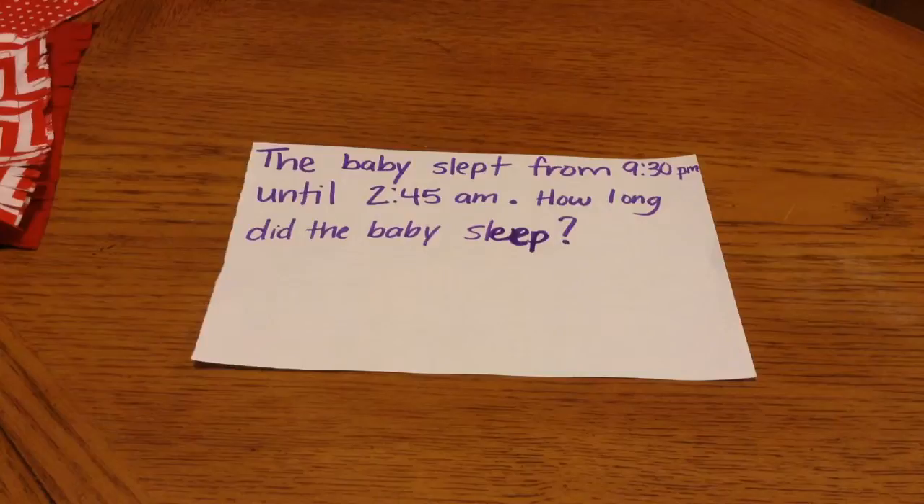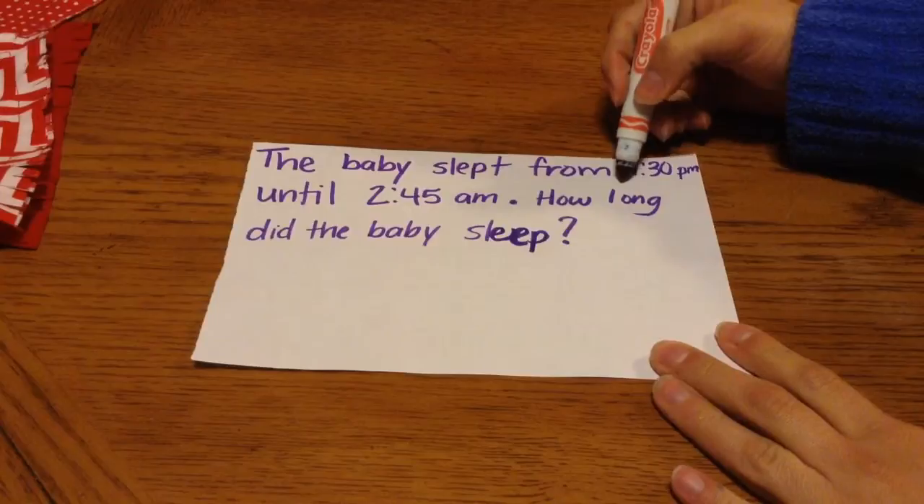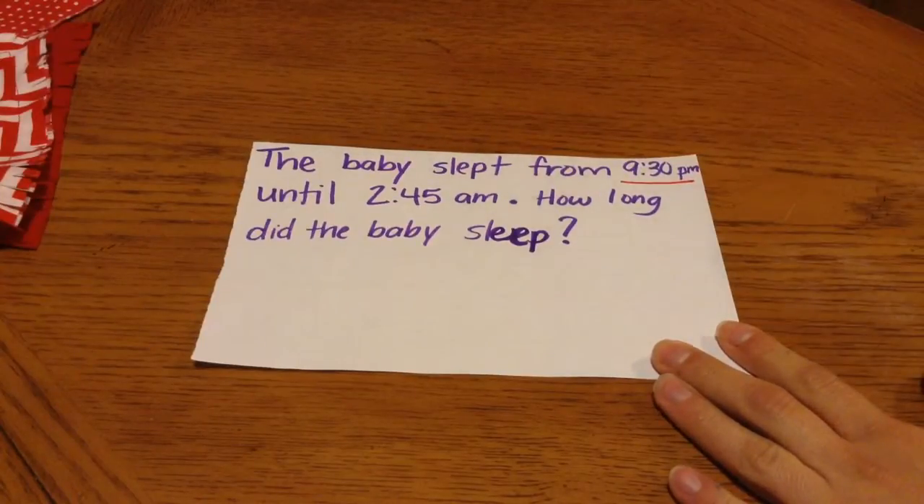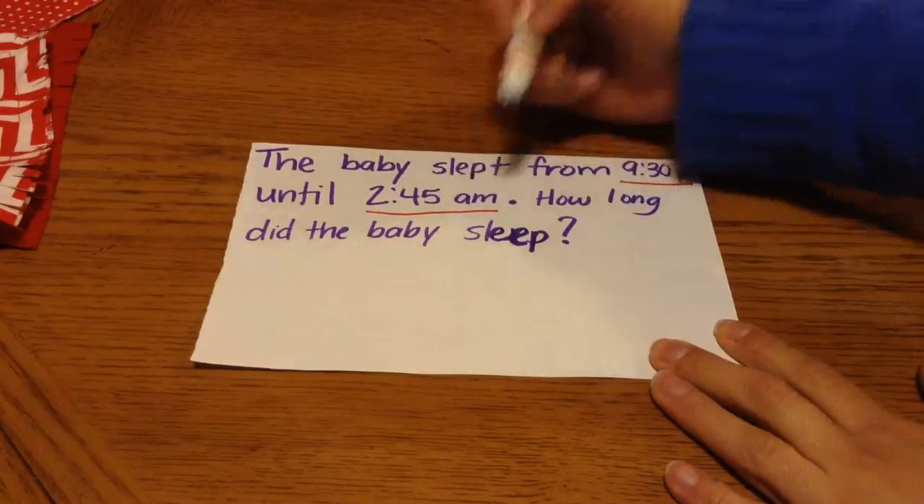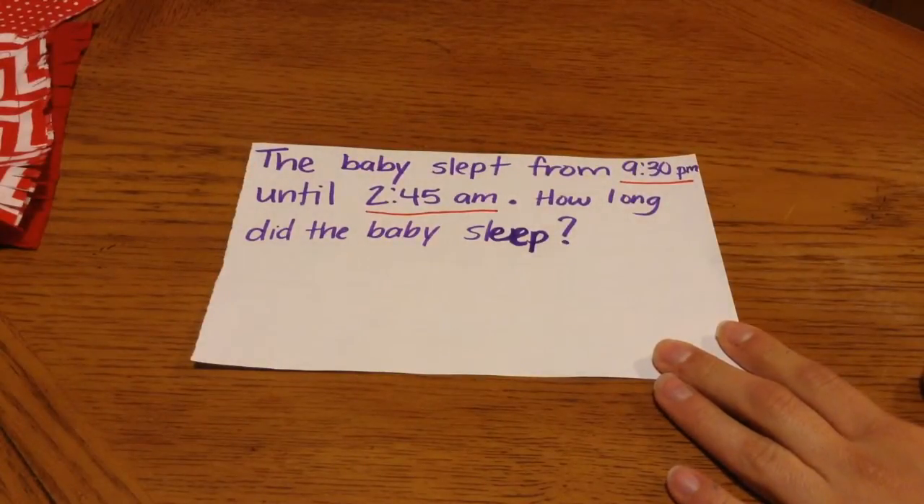The baby slept from 9:30 p.m. until 2:45 a.m. How long did the baby sleep? Now that we have read our word problem, we need to go back into the problem and circle key information. So 9:30 p.m. is our start time, and 2:45 a.m. is our end time.